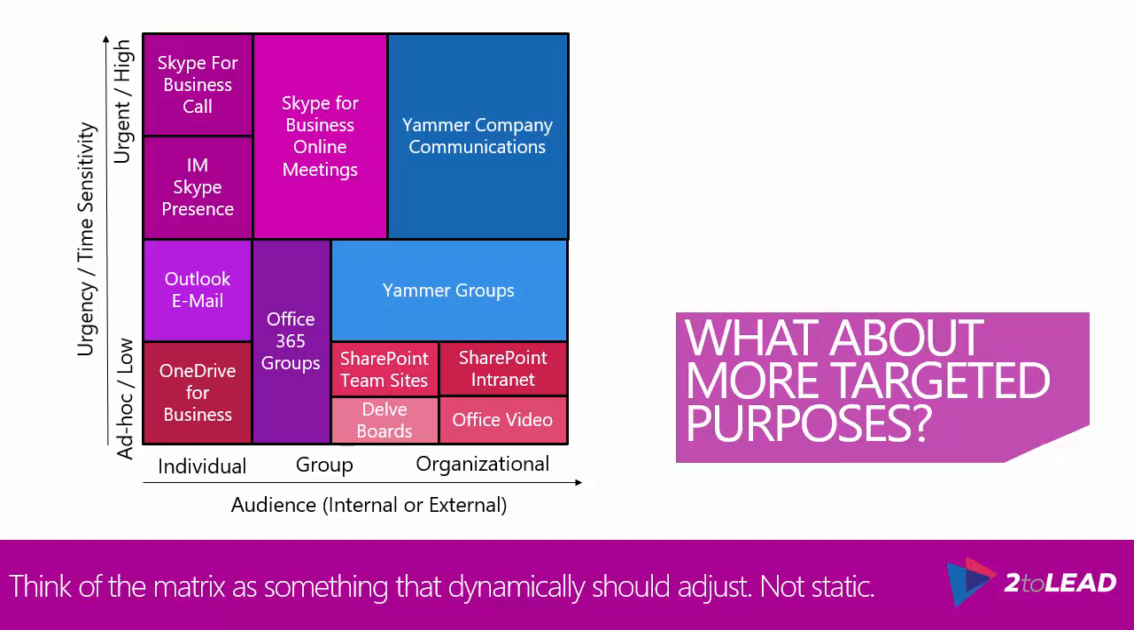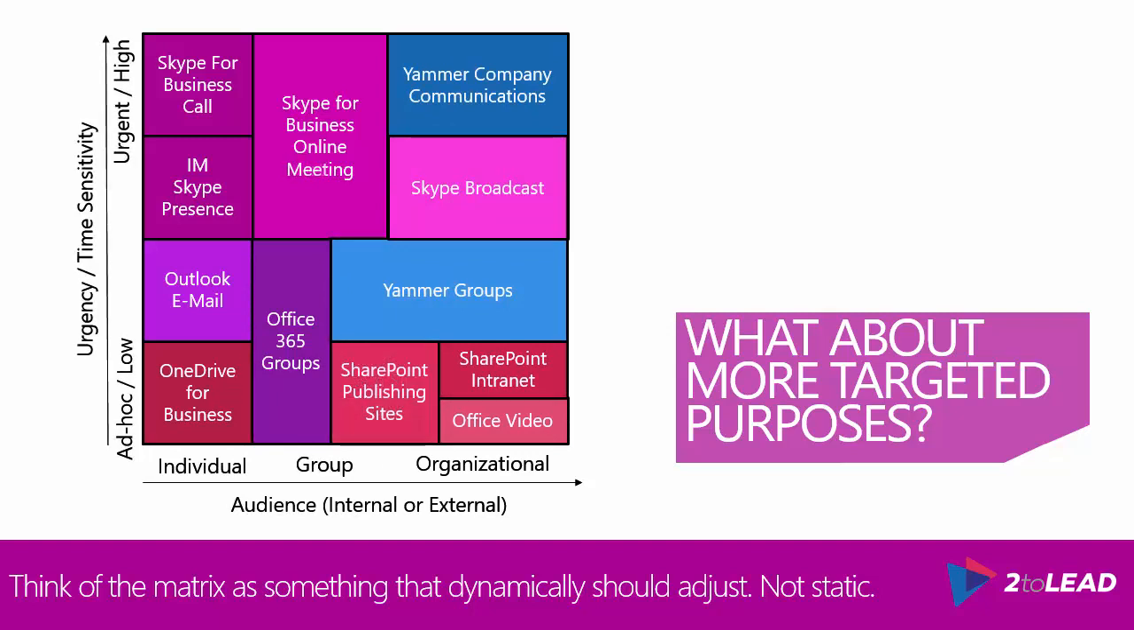What we found when we talked with different organizations is that we've actually implemented a number of these visual matrices, and they were different for different organizations. An organization that was a little more communication focused than collaboration focused wasn't really using team sites in the same way. They were really more focused on publishing sites, and they were leaning in towards the new Skype for Business broadcasting capabilities and some other things of that nature. So for them, the matrix looked different than it did for someone else.